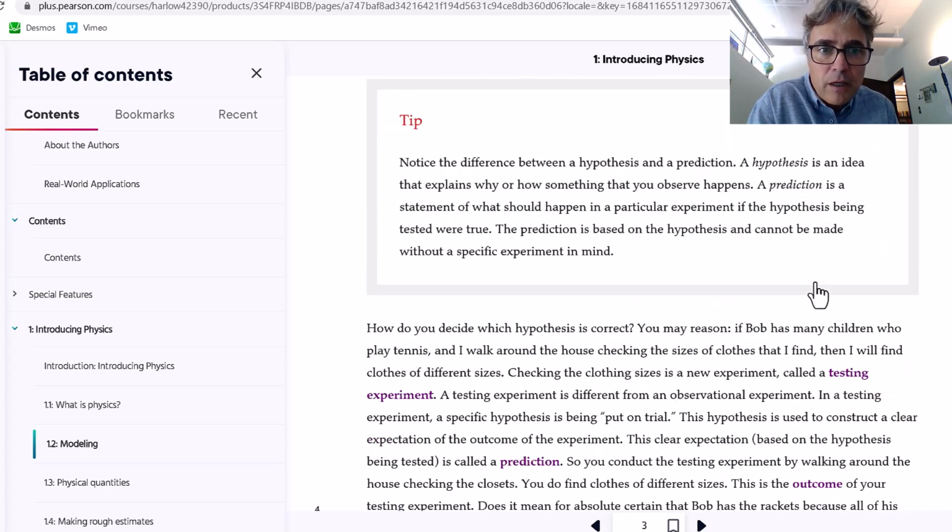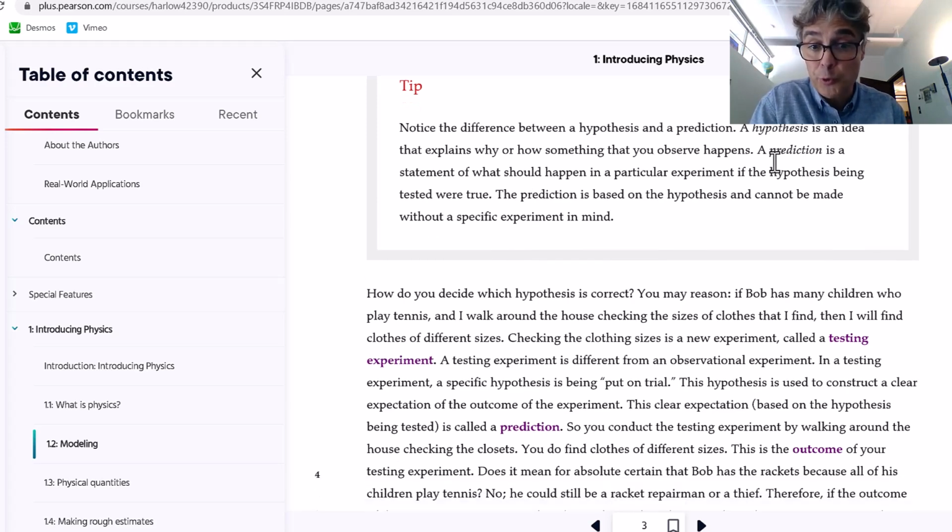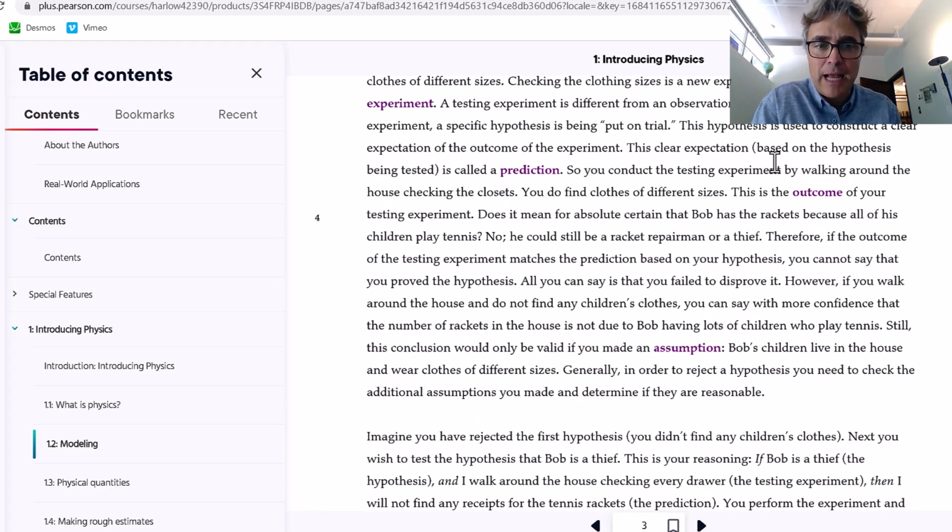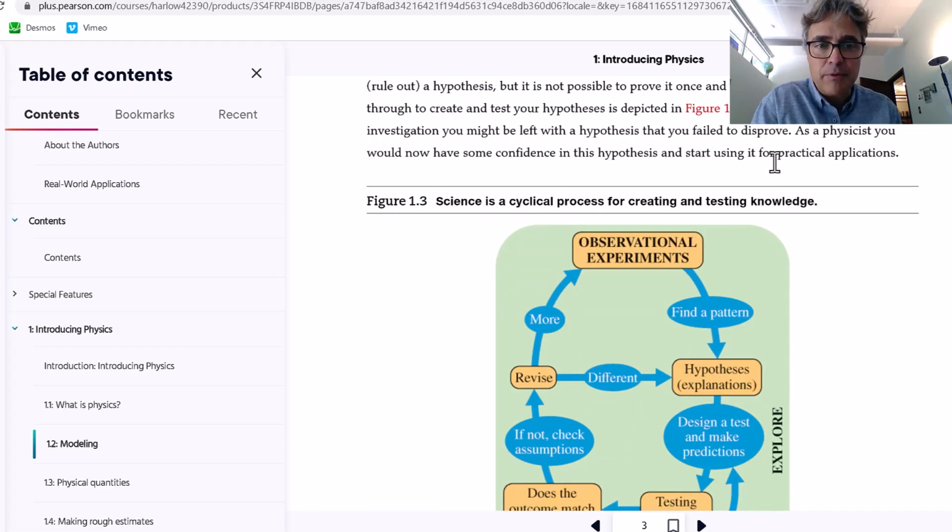Just keeping on going. Note the difference between a hypothesis and a prediction. A hypothesis is an idea that explains why or how something that you observe happens, and a prediction is a statement of what should happen in a particular experiment if the hypothesis being tested were true. That's exactly what the quiz is going to be asking you about. There's a nice example there.